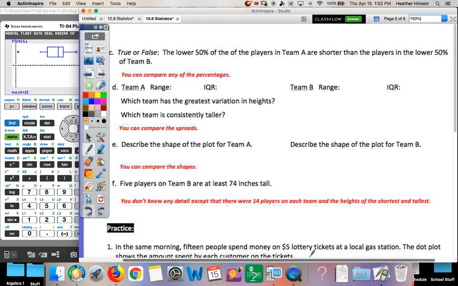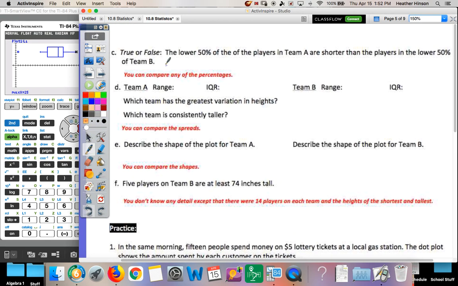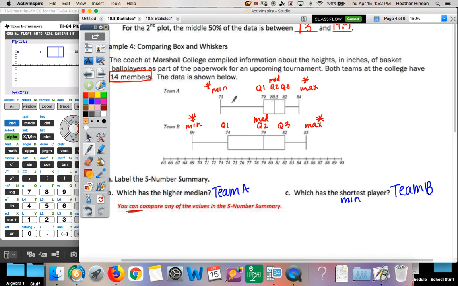There we go. Okay, so for part C, and I'll go back to the graph, the lower 50% of the players in Team A are shorter than the lower 50% of Team B. So if we look at the lower 50, this one is 25%, this one is 25%, that's the lower 50. So from 80.5 down to 73. Same thing here. Each one of these in the box, they're all 25%. So this is 50%. So 79 to 69.